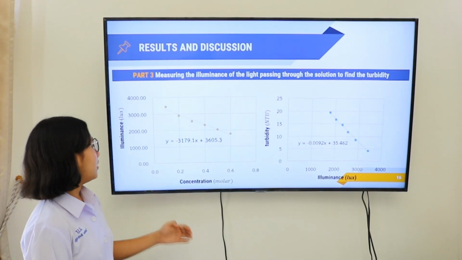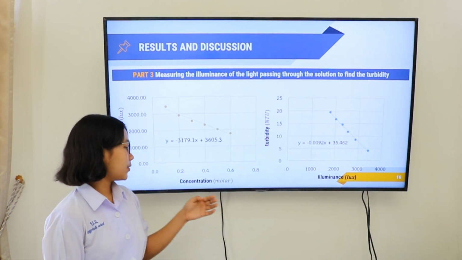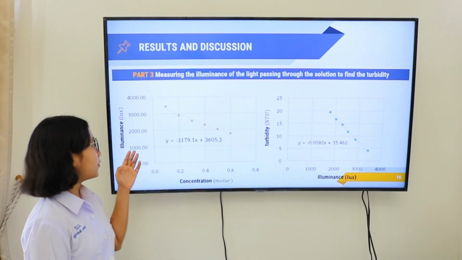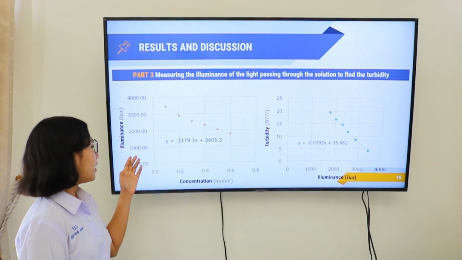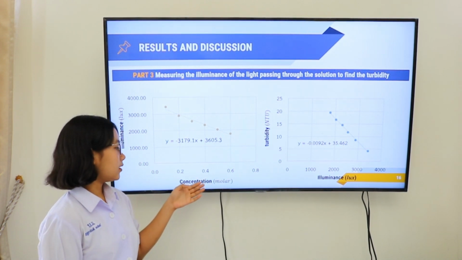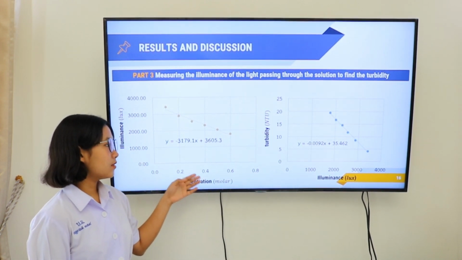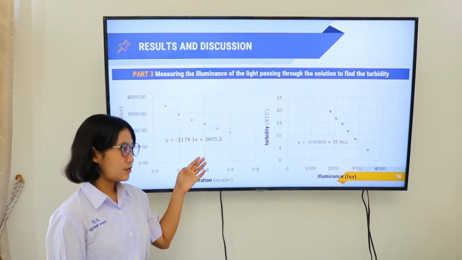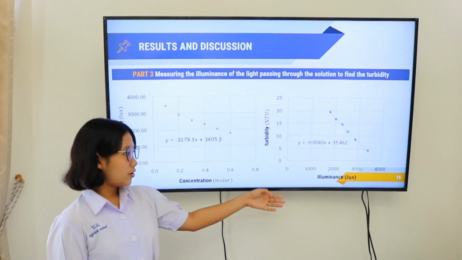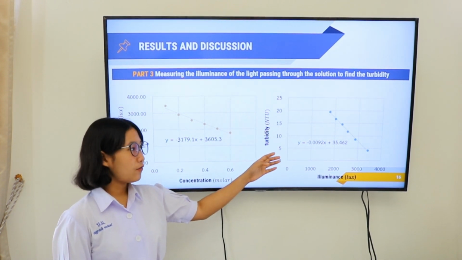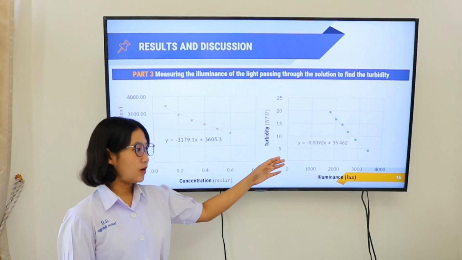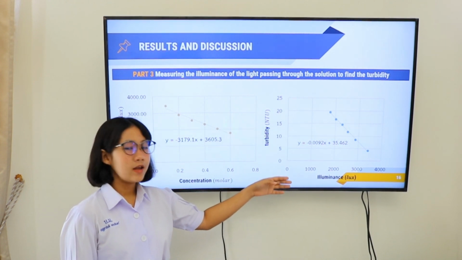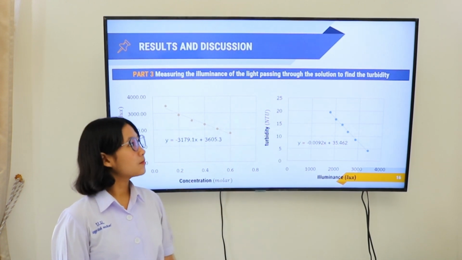And part 3. I found a relationship between the concentration and the illuminance. I found that the illuminance decreases when the concentration is increased, and it has a linear relationship. And for the relationship between the illuminance and the turbidity, I found that the turbidity decreases when the illuminance is increased, in a linear function.